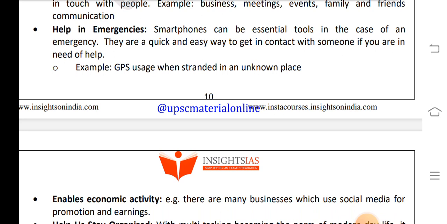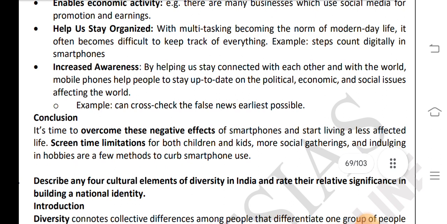Smartphones provide a unique way to improve the quality of education, accessible from any part of the world. Improves communication and access. In many ways, smartphones are great tools to stay in touch with people, for example in business meetings, events, and with family and friends. Communication helps in emergencies. Smartphones can be essential tools in an emergency, a quick and easy way to get in contact with someone if you need help. Example: GPS usage when a student is in an unknown place.